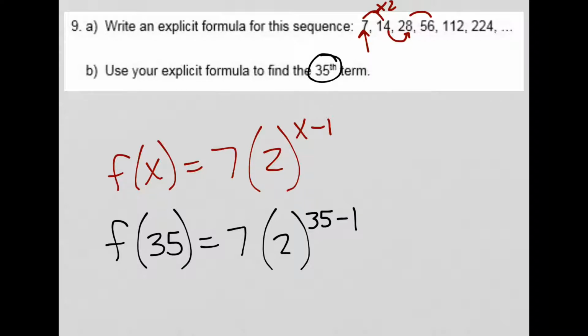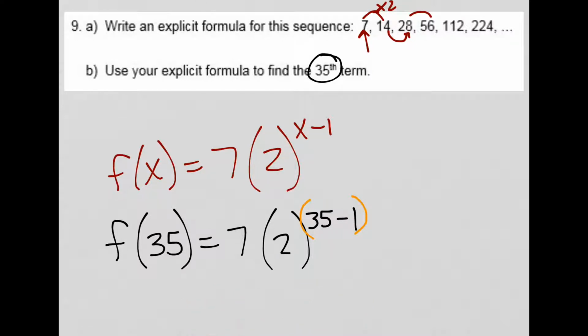When you type this in your calculator, please be so careful. If you're using a calculator at home, I don't know what kind of order of operations it does, but most calculators don't know that you want the 35 and the subtracting 1 grouped together. You have to keep those in parentheses, because if you just type 7 times 2 to the 35 minus 1 power, your calculator is going to find 2 to the 35th power and then subtract 1. It can't read your mind. It doesn't know that that's not what you mean.